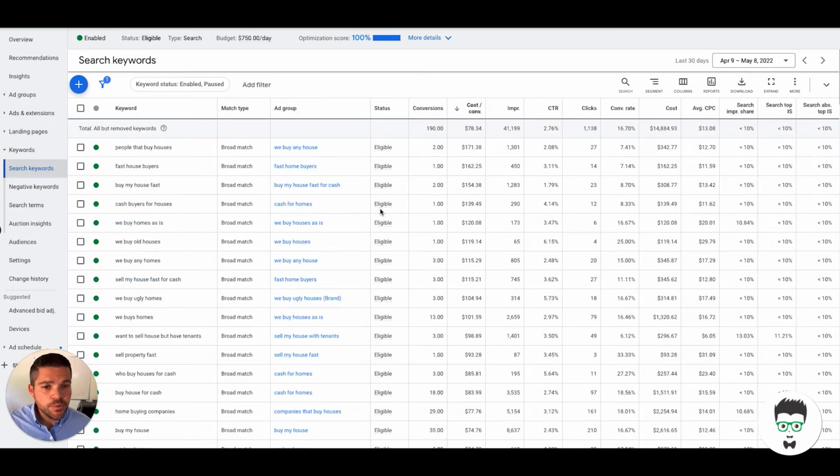Okay, so inside of here, we are running a good bit of broad match in order to gain a lot more reach. However, because we have so many negative keywords dropped in here, it is performing very, very well. Like I said, we have it dialed in very well. So a few ideas of what we're running here: people that buy houses, fast house buyers, buy house fast, cash buyers for house, we buy homes as is. Very, very intent-based searches inside of this campaign.